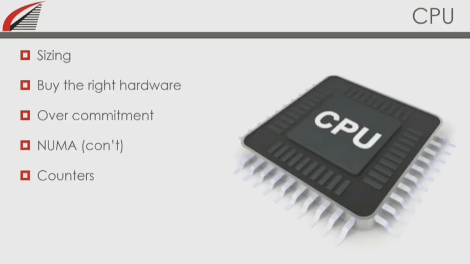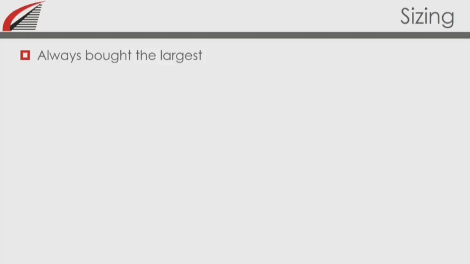All right, CPU. Sizing. Buy the right hardware is the biggest thing I'm going to talk about here, but we're going to go through all these different sections. So in the past, database administrators always went out and bought the largest thing the budget would allow them because we wanted to grow into it.